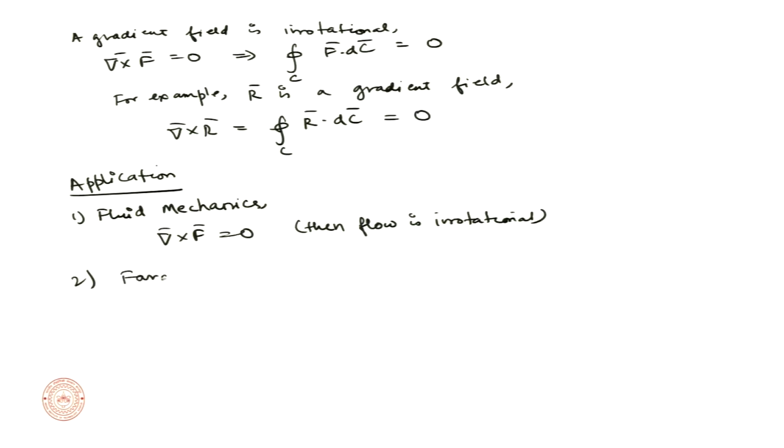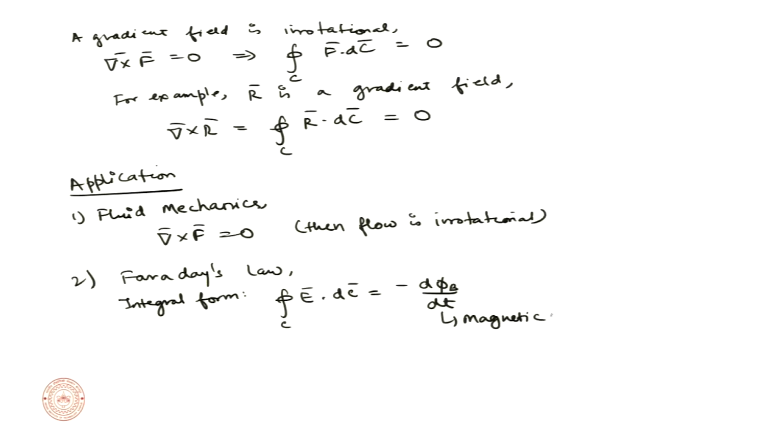So, Faraday's law, in the integral form, we have the cyclic integral over C of an electric field dot dC is equal to minus d phi B by dt. Okay, this is our magnetic flux. What is magnetic flux? Magnetic flux is the integration over S of B vector dot n cap S dS. This is a time varying magnetic field.